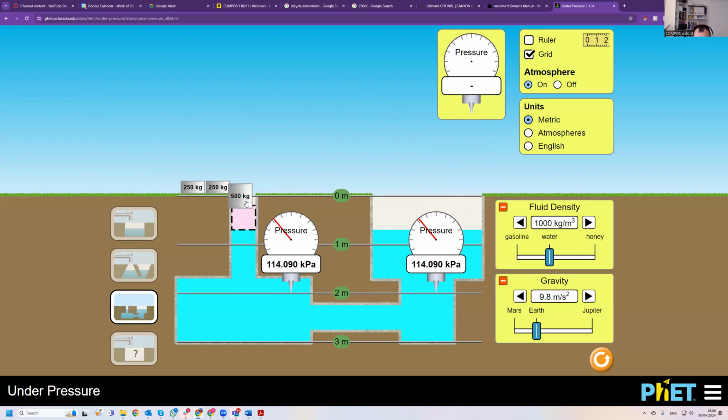Now, if I add a mass here, you can see the pressure increases, but in both cases the pressure is the same. It doesn't matter if I move it right here underneath, the pressure is going to be the same. If I add another mass, the pressure increases, but at the same depth, the pressure will always be the same. That's how liquids work.